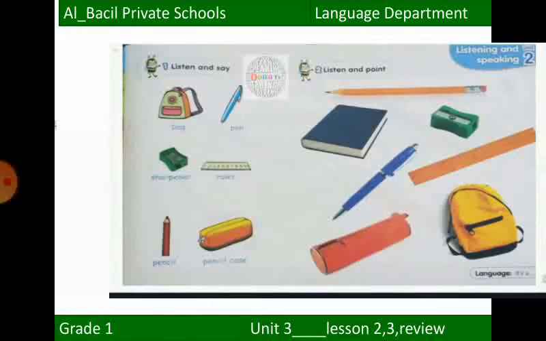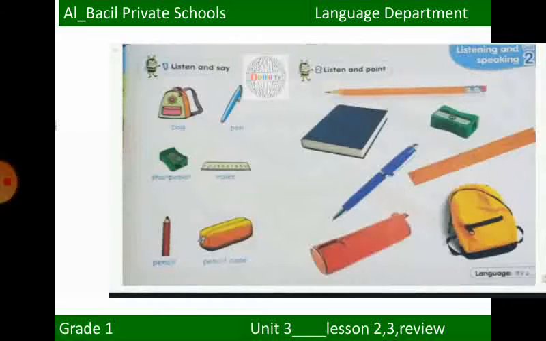Bag. Pen. Sharpener. Ruler. Pencil. Pencil case.